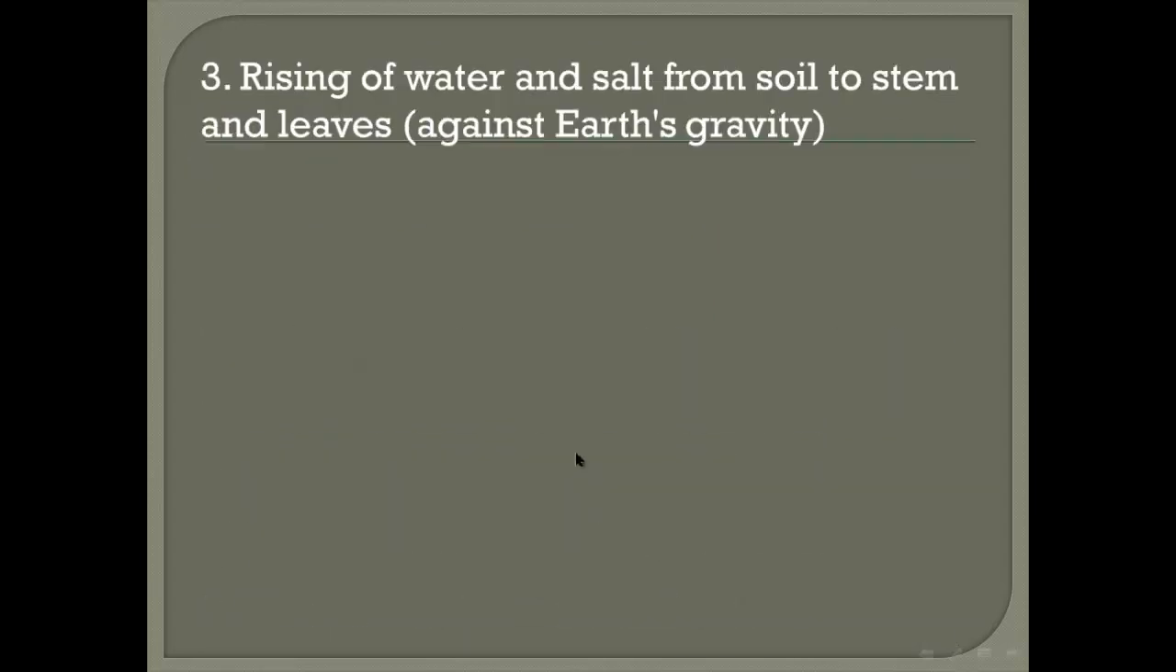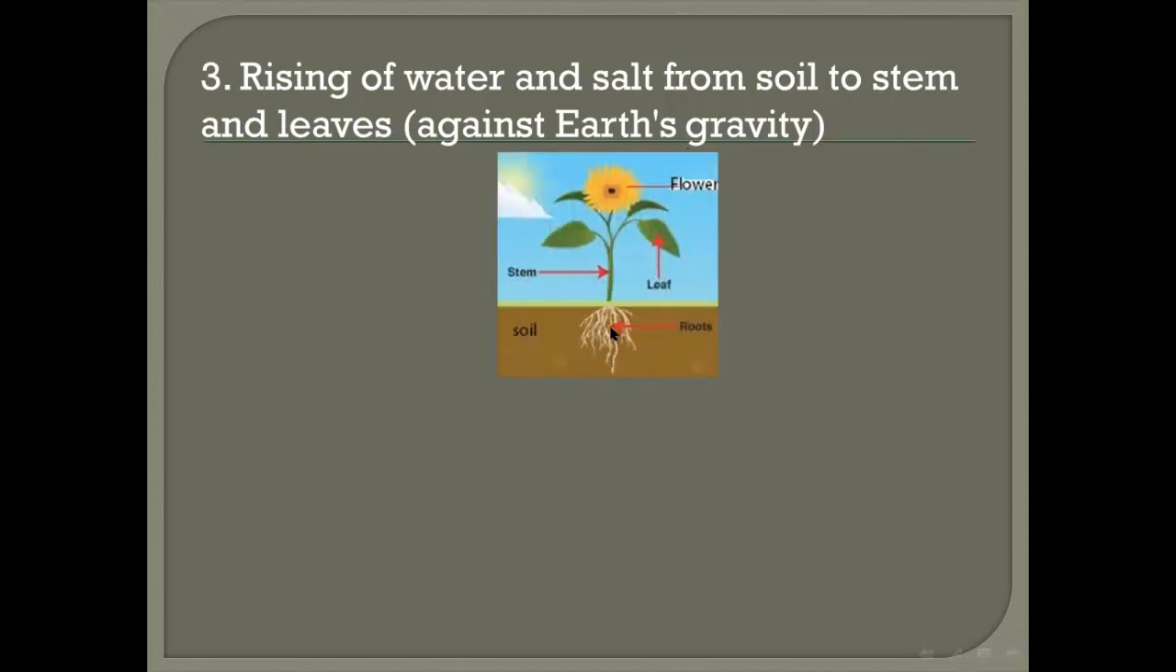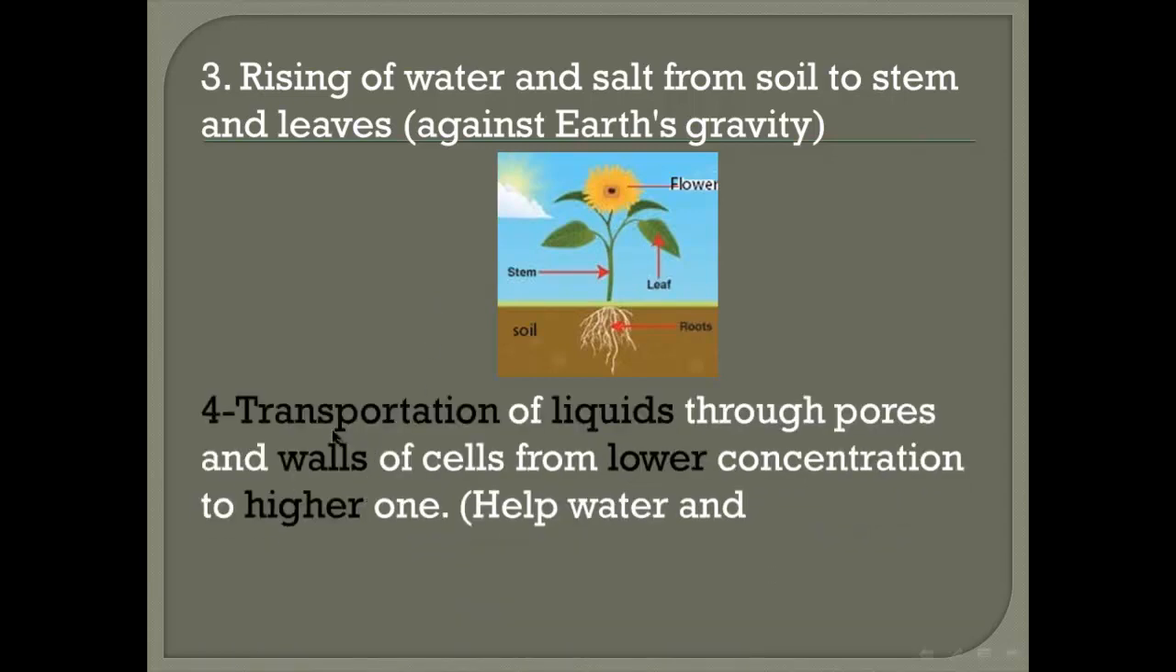Another example: rising of water and salt from soil to stem and leaves against Earth's gravity. Number 4. Transportation of liquid through pores and walls of cells from lower concentration to higher one helps water and salt to transfer to the stem.